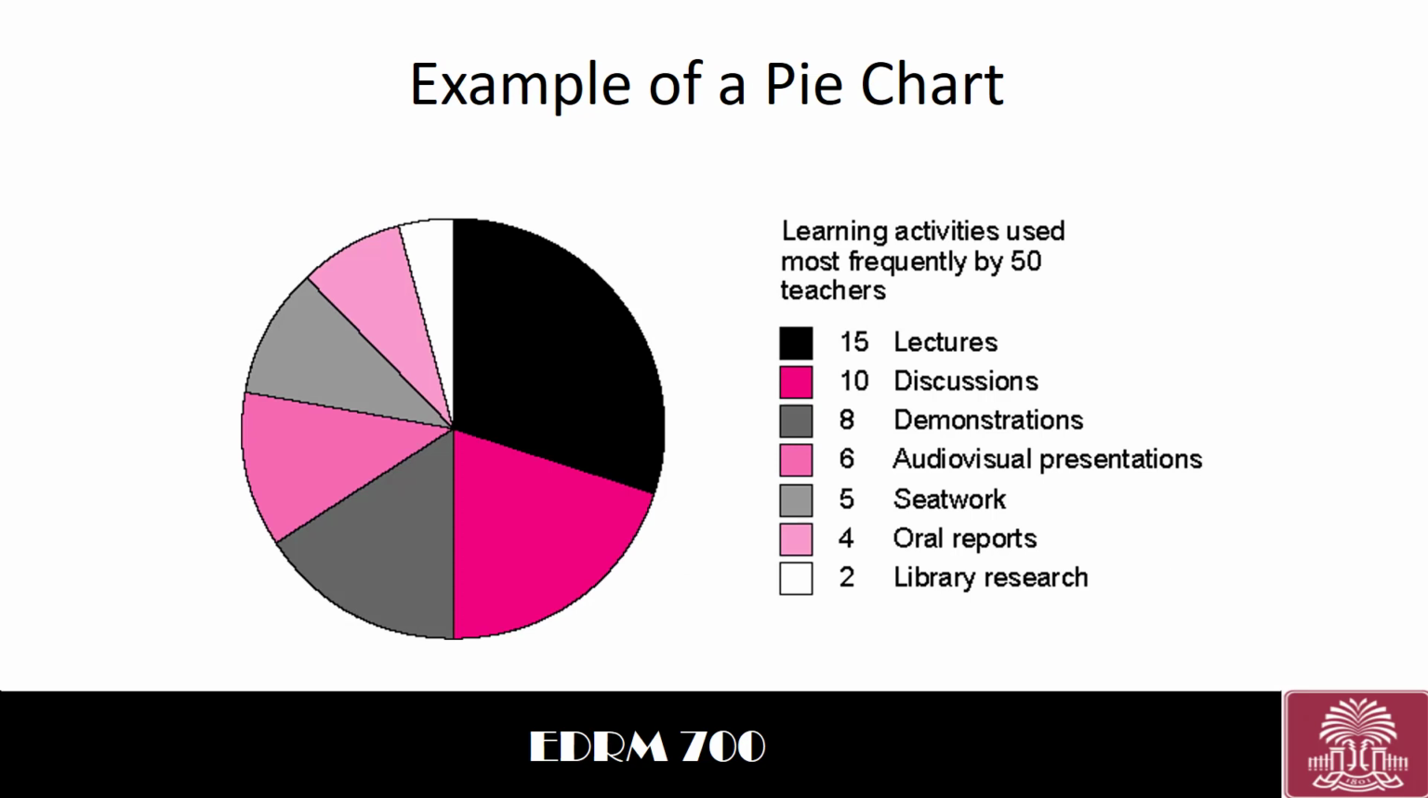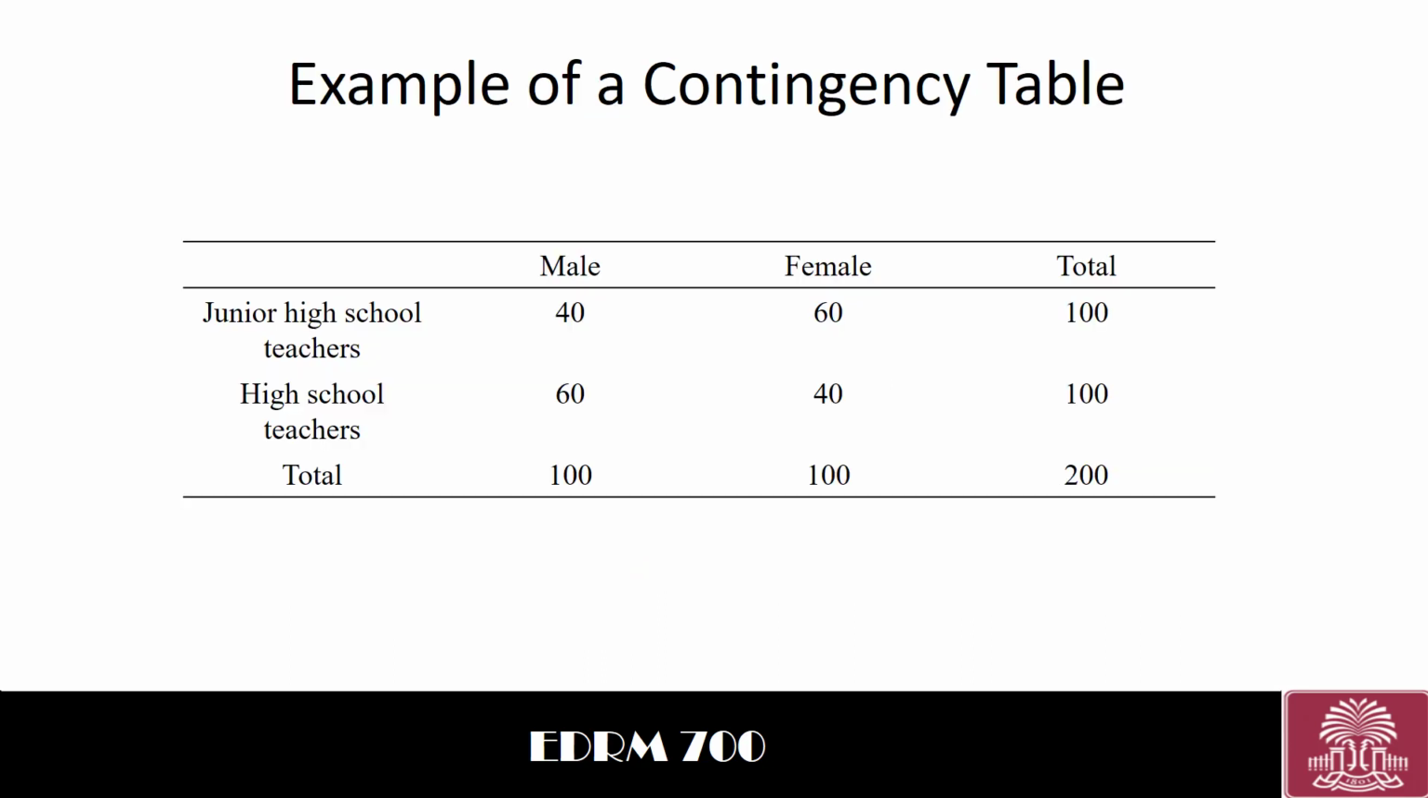A pie chart shows you similar information. It is a personal preference to decide which graph to use. Finally, we can use contingency tables to report relationships between two or more categorical variables. This is the end of this lecture.